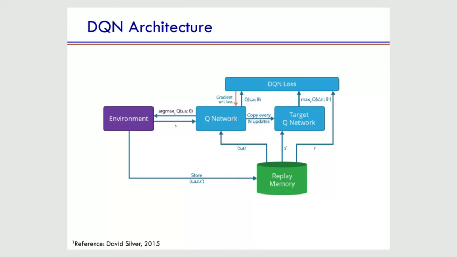So there are two tricks introduced. One is replay memory, and the other one is this target or frozen network. Okay, this is trick one. This is trick two.